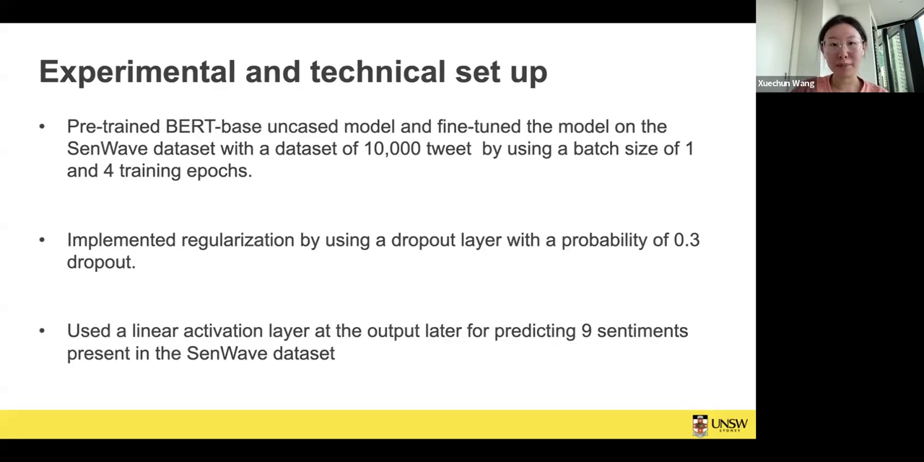Next I'll talk about the experimental and technical setup for the BERT model. We use a pre-trained BERT-base uncased model and fine-tuned it on the SenWave dataset of 10,000 tweets, using a batch size of 1 and 4 training epochs. We also implemented regularization by using dropout layers with a dropout probability of 0.3. We used a linear activation layer at the output for predicting the 9 sentiments present in the SenWave dataset.